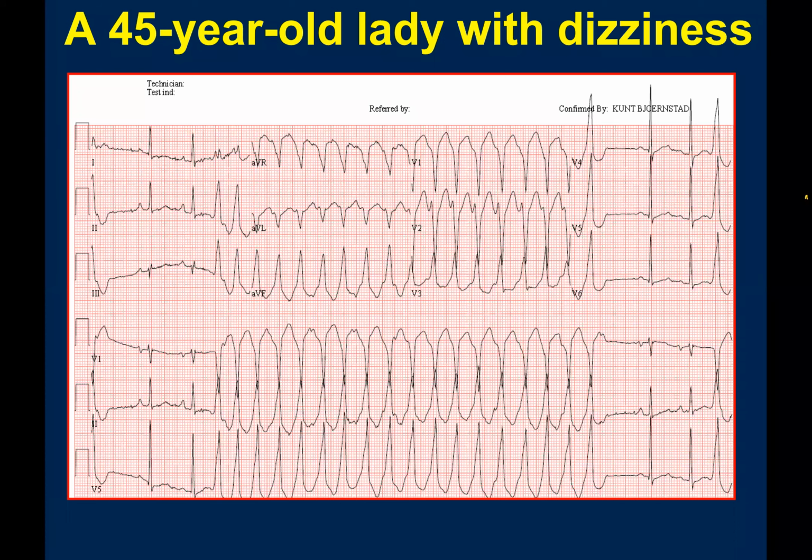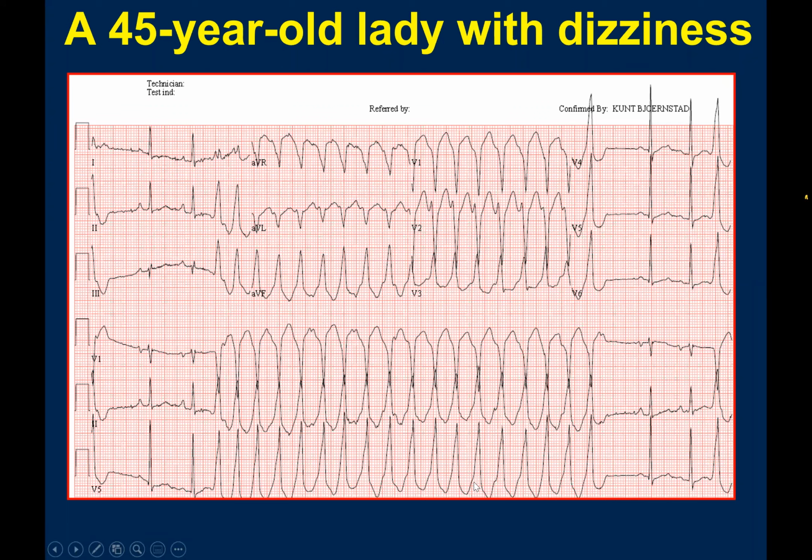Torsade de Pointes. Why Torsade? It is wide complex and the shape of the waves itself. So it is wide, ventricular tachycardia with wide complex, Torsade de Pointes.